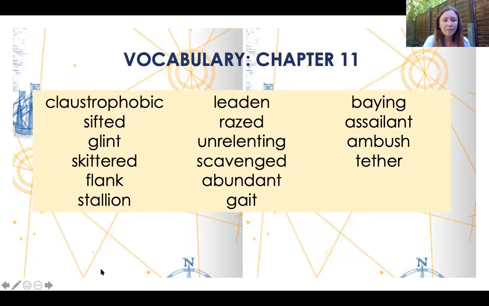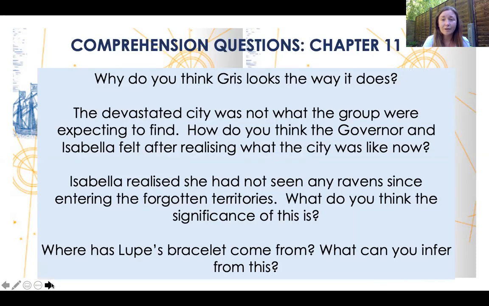Chapter 11: claustrophobic, sifted, glint, skittered, flank, stallion, leaden, raised, unrelenting, scavenged, abundant, gate, baying, assailant, ambush, tether. This book has really high level vocabulary in it, so it's really good to keep a vocab book. Why do you think Gris looks the way it does? Now, we obviously know there's the skeletons, there's the teeth in the cross on the floor. So have a little think about that.